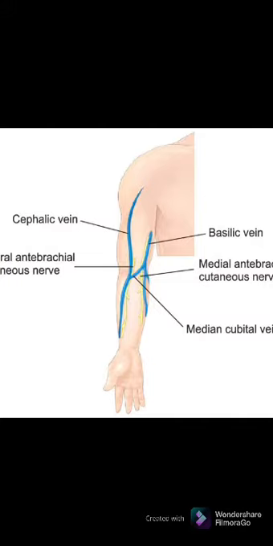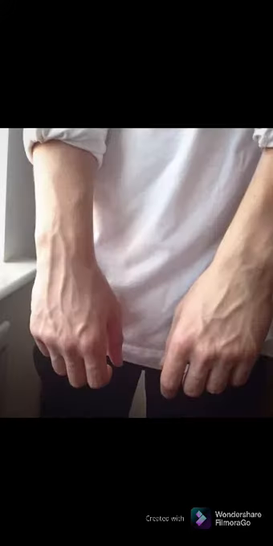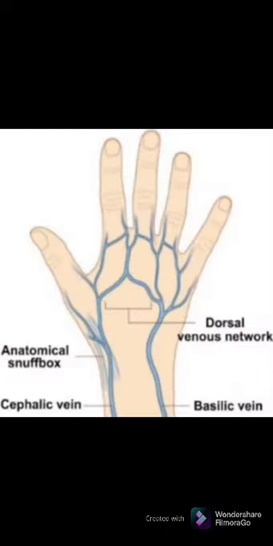It is also easy to palpate, but it is not very well anchored, and it rolls easily, and this may increase the risk of puncturing the vein or damaging a major nerve. Veins on the dorsal area, meaning the back of the hand, can also be used for venipunctures.